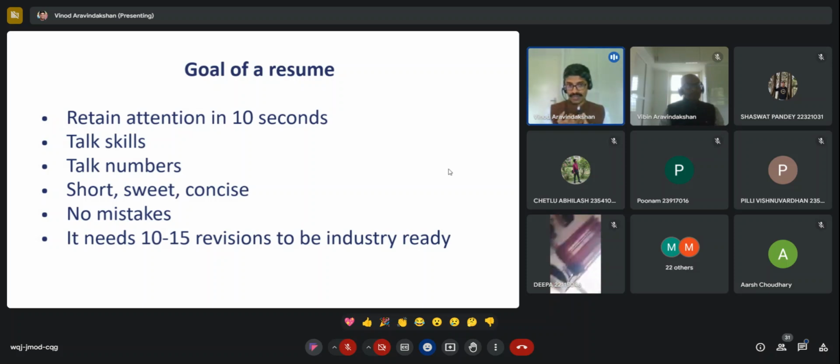Also use OpenAI or ChatGPT to do a resume check, because you want your resume to look perfect. Okay, so that's one thing. Number one thing, don't make any mistakes.